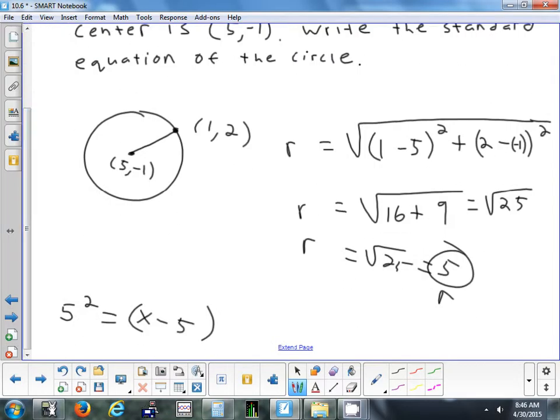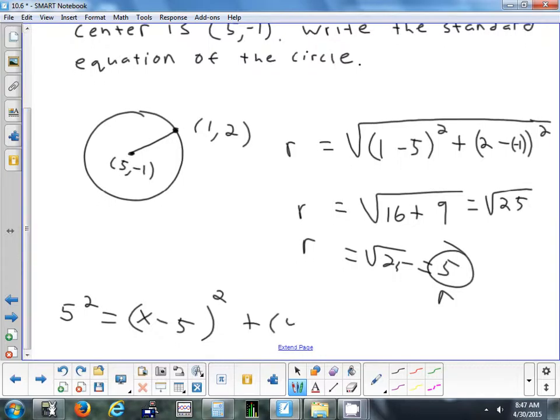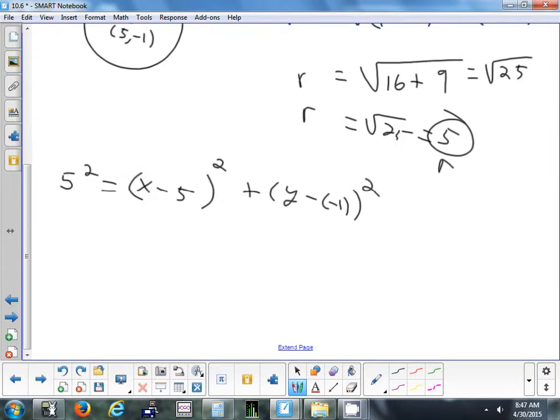And what do we do with that? Square it. We square it. Plus... Good. He said y minus negative 1. That's perfect. We're going to just fix that in a second. So we're basically done except for doing out 5 squared and fixing y minus negative 1.